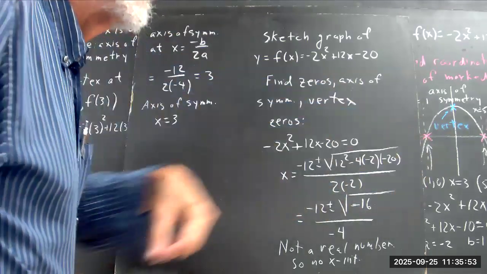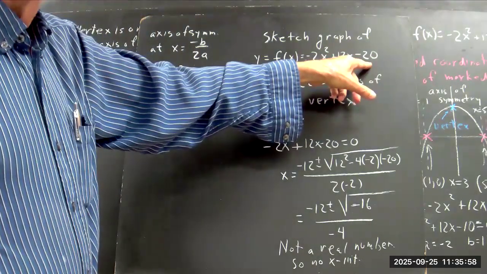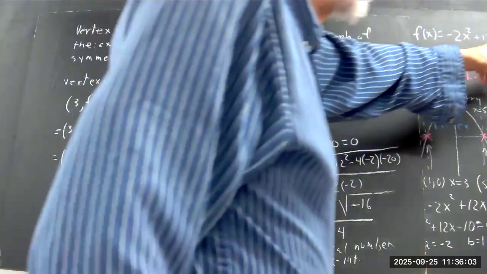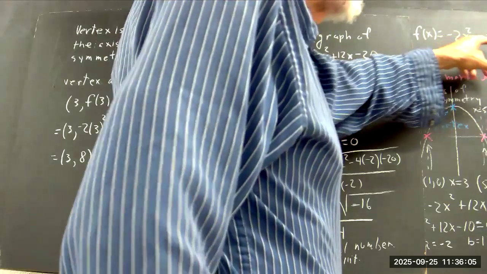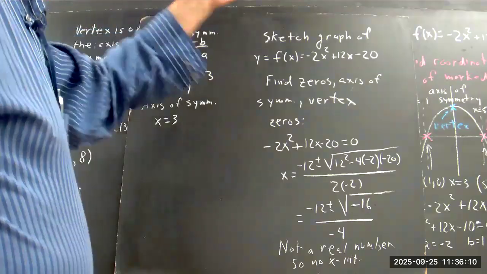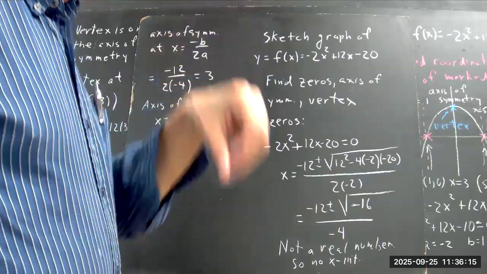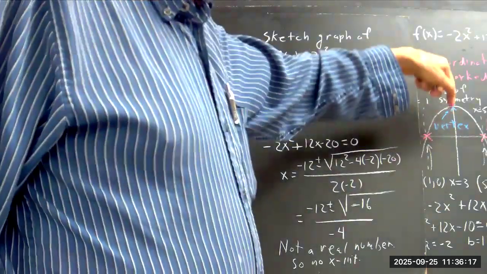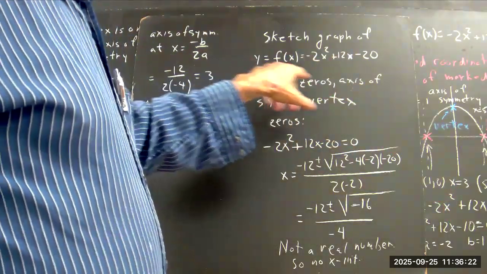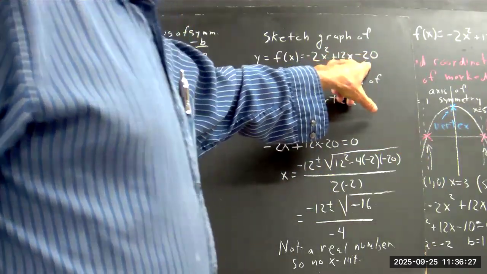Same as for this function over here. The only difference between this function and this function is I subtracted 20 here from negative 2x squared plus 12x, or here I just subtracted 10 from negative 2x squared plus 12x. Well, you can't see that, but in the previous function, this was a negative 10 instead of a negative 12. What's that do? That lowers the graph because I'm subtracting a bigger number from the y value. For a given x, I get the same thing here as I'd get if I had a negative 10 here.